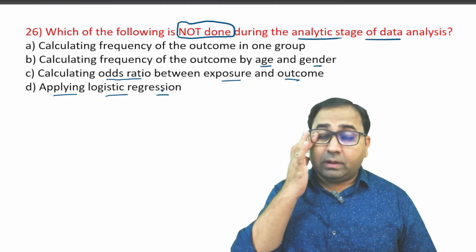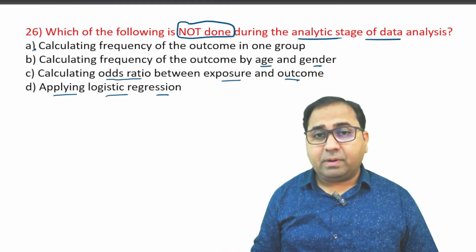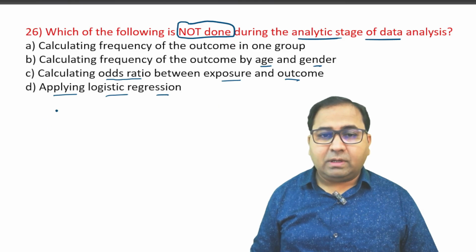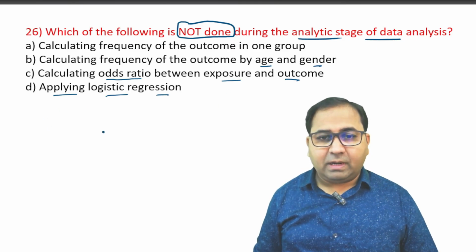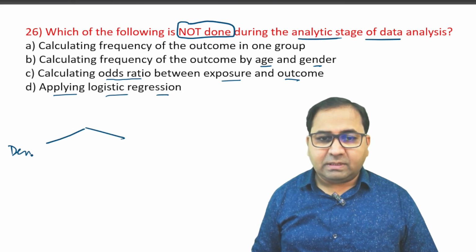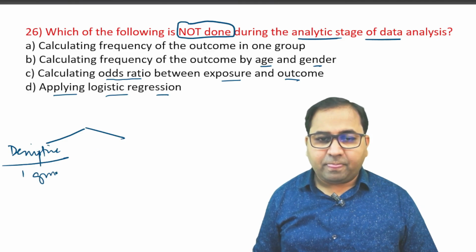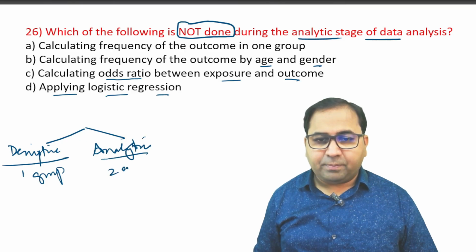Just now I told you in the previous question to please remember the chart. Okay, now let us put the chart. Which of the following is not done during the analytical stage of data analysis? Simple. As I told you, the first step, the descriptive stage, is to describe regarding the one group. And in the analytical stage, two groups are compared.